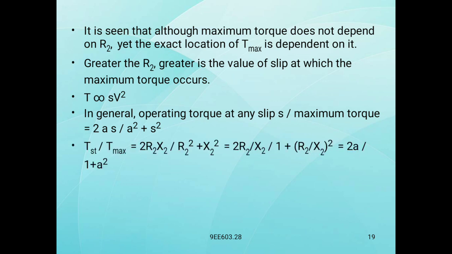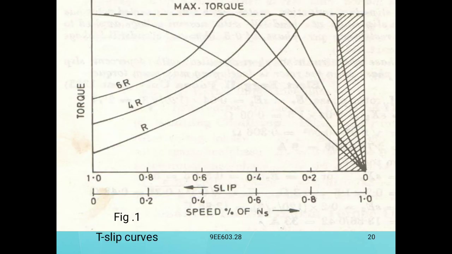Tst by T maximum is equal to 2 R2 X2 by R2 square plus X2 square, that is equal to 2 R2 by X2 by 1 plus R2 by X2 whole square, that is equal to 2a by 1 plus a square. So here, for different values of resistance, they have drawn the characteristics between the torque and the slip.